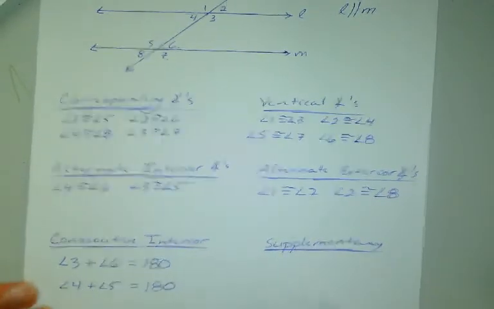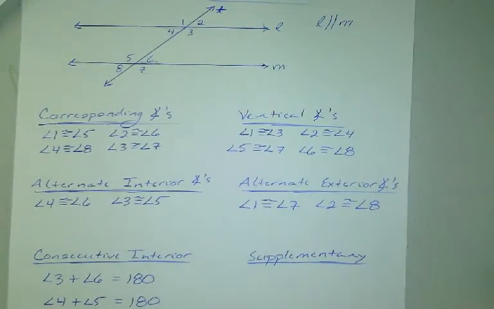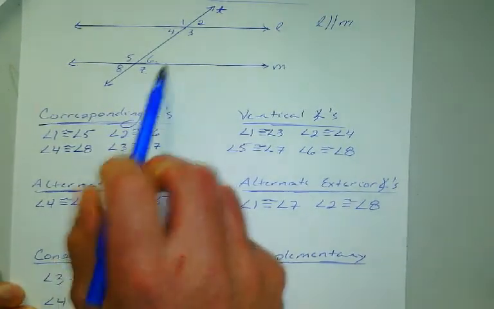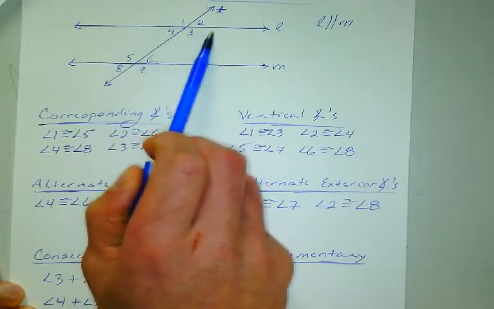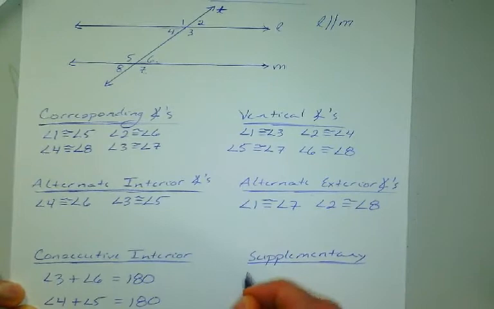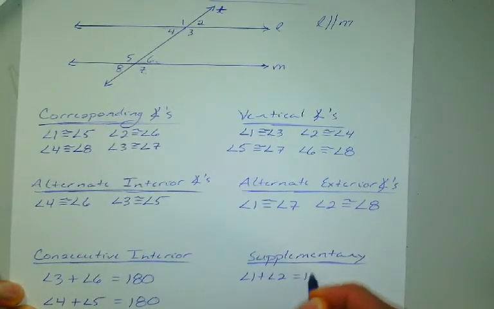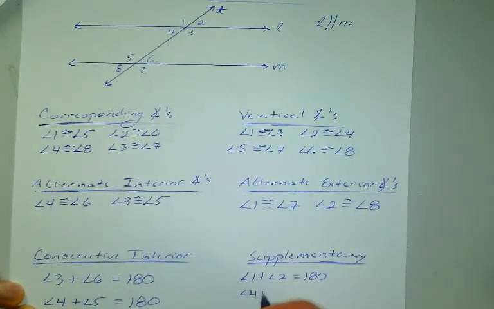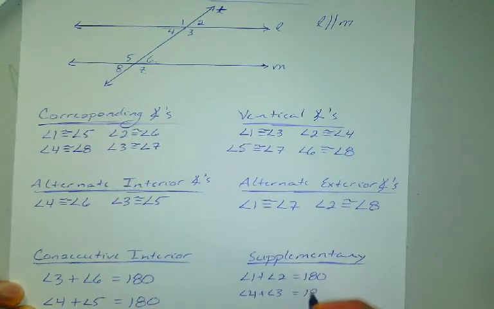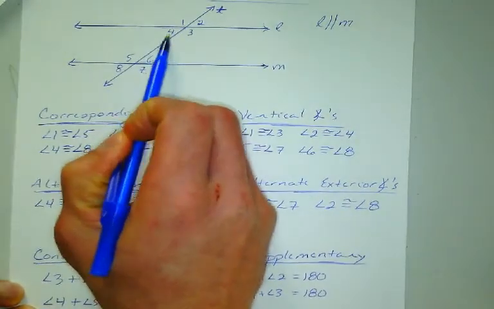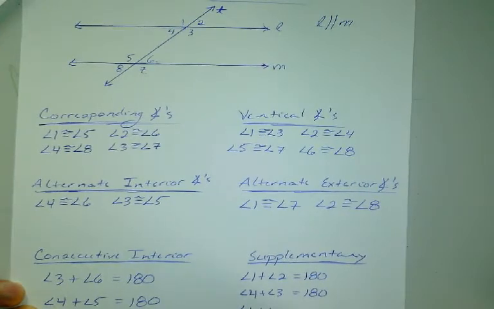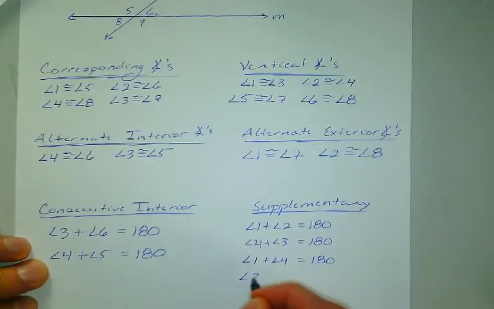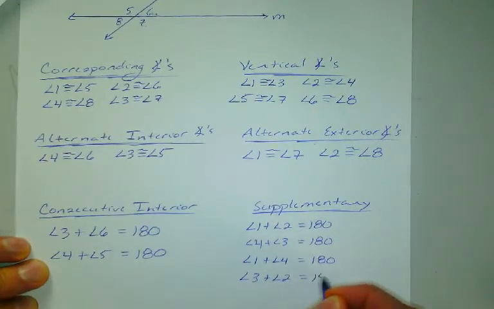All right. Now there's also supplementary angles all over the place here. Anywhere where you see a line formed, like 1 and 2, they make up a line. Those are supplements. So angle 1 plus angle 2 has to equal 180. 4 and 3 form a line, they equal 180. 1 and 4 form a line. Angle 1 plus angle 4 equals 180. And angles 3 and 2 are also supplementary, meaning they add up to 180.